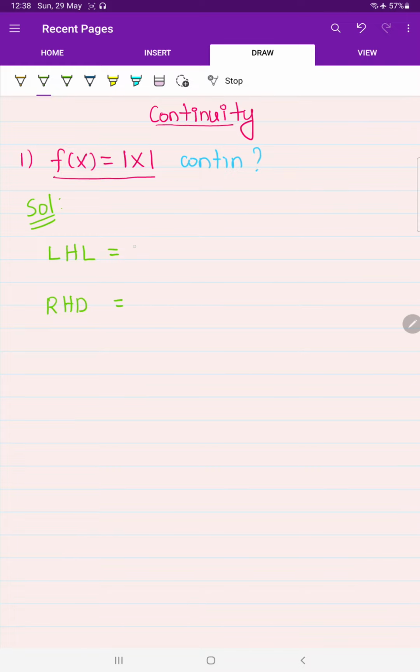Let me tell you. First, the formula to calculate the left hand side limit is limit x approaching a of f of x, where we are approaching from the left hand side. Left hand side means we are coming from the negative axis, so it is written as x tending to a power minus. Similarly, the right hand side limit is defined as limit x approaching a plus. Why am I putting a plus here? On the x axis, a plus means we are coming from the right hand side, which means positive, and the function is f of x.